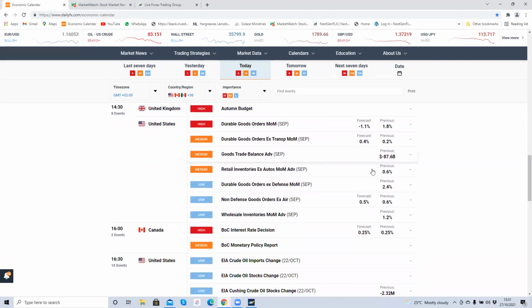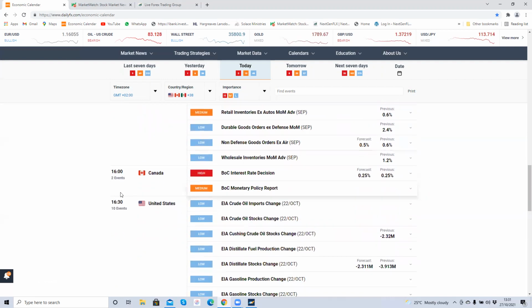And then the last report of high importance we have today is at 4 p.m. GMT +2, which is the Bank of Canada interest rate decision. Of course, the Bank of Canada interest rate decision will have a huge impact on the Canadian stock market and the Canadian dollar. So all currencies paired to the Canadian dollar will be affected by that report. And since we're trading the dollar-Canadian dollar, we're just going to avoid trading that particular currency pair prior to the report at 4 p.m.